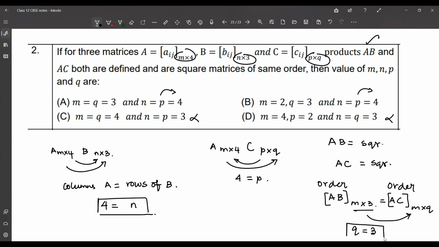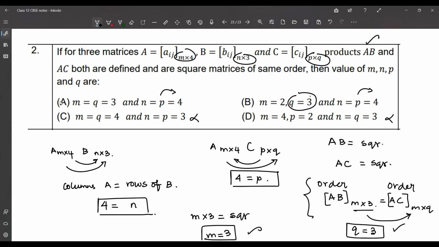Is there a matching option which says q is equal to 3? Yeah, so q is equal to 3. So which means these two are also square matrices. So we can find that m cross 3 is a square matrix. So m has to be equal to 3. So m is 3, q is 3, and p is 4, and n is 4. So the matching option would be option A, where m and q are 3, n and p are 4. Option A is the correct answer.